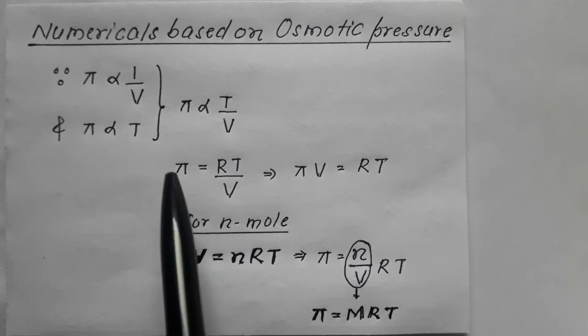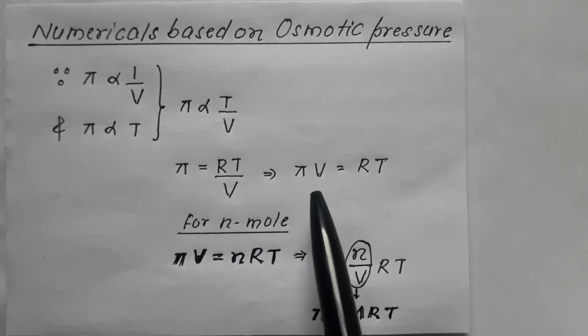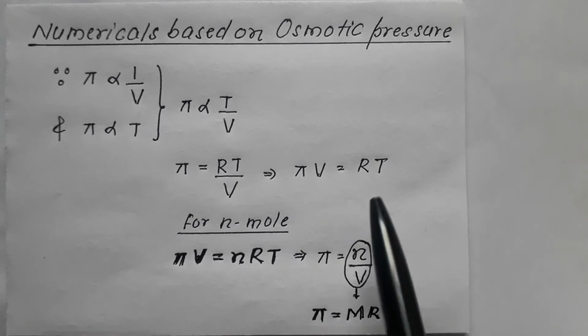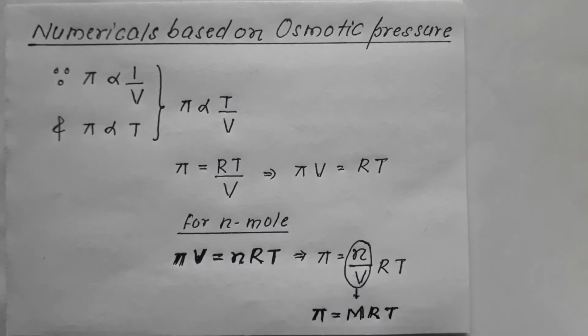If I bring V in the numerator, it becomes pi into V is equal to R into T. This is for 1 mole. If we apply it for n moles, it becomes pi into V is equal to n into R into T. It has been multiplied by n. So the equation becomes pi V is equal to n R T. If I bring V in the denominator, it becomes pi is equal to n by V into R T.